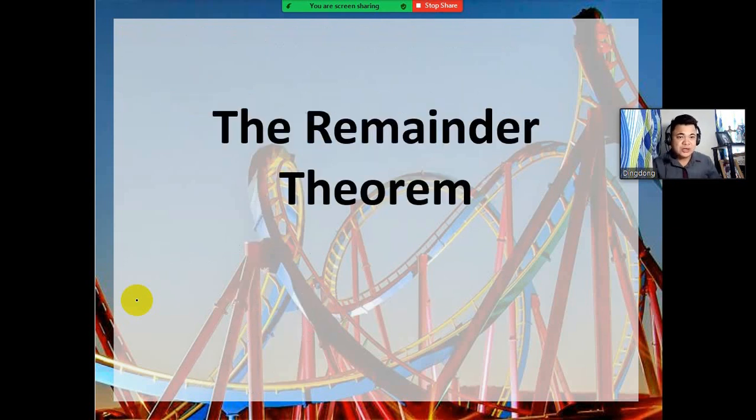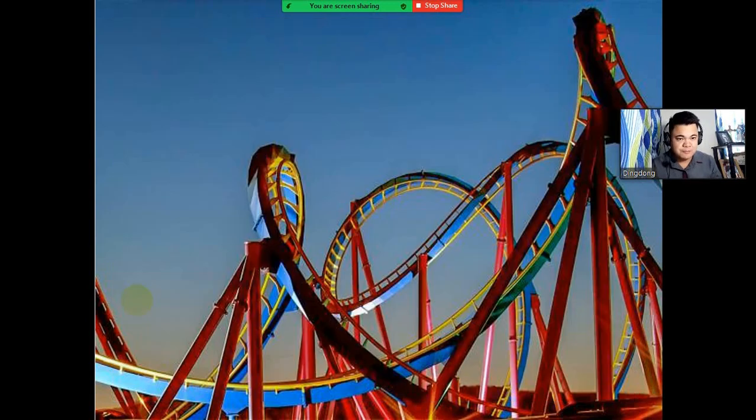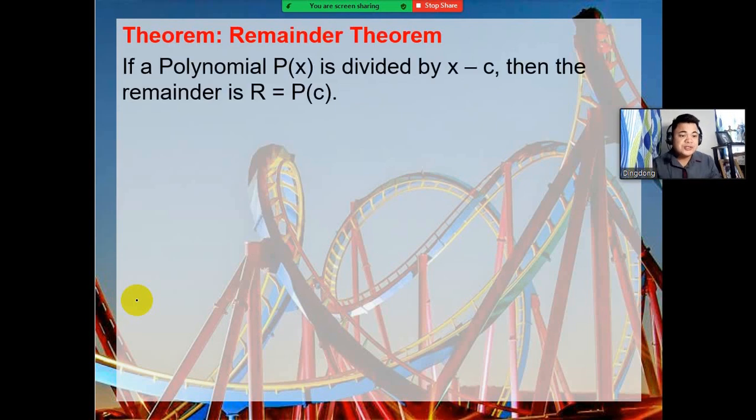Now let's have the first one, the remainder theorem. Since we're talking about a theorem, theorems or corollaries are statements that need to be proven in mathematics before we accept them as fact. Unlike a postulate, which means the statement is universally accepted as truth. Okay? Now let's have the remainder theorem.